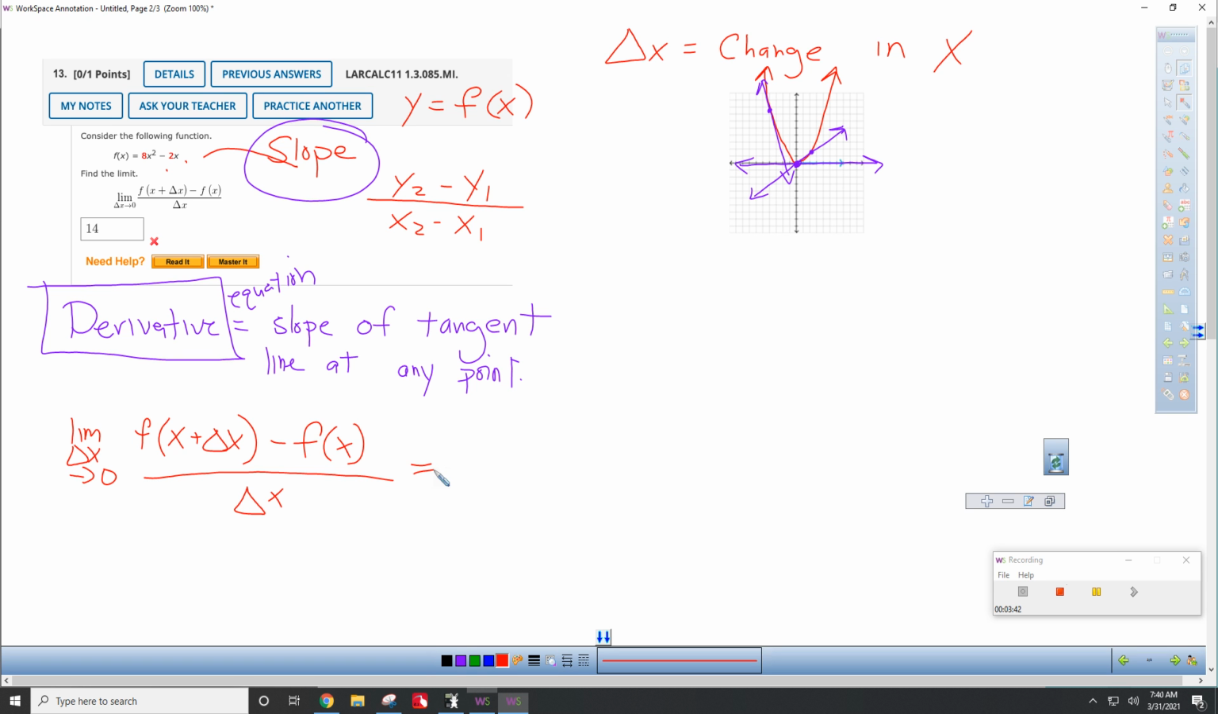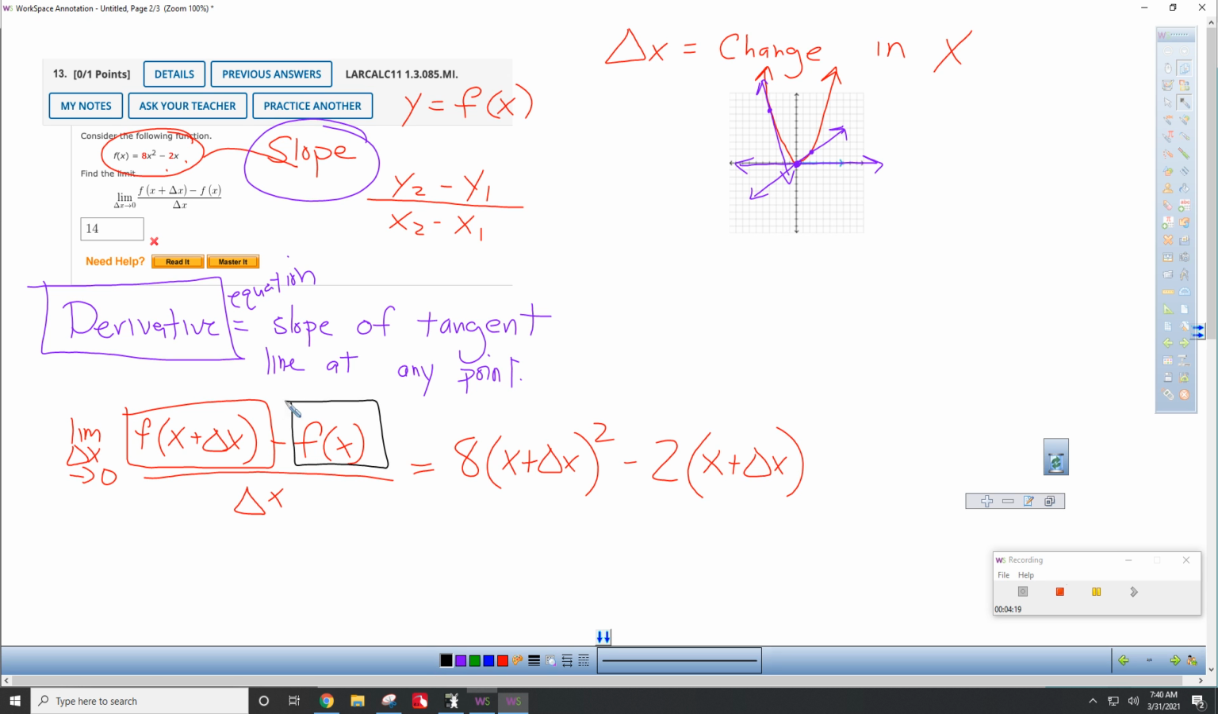So what does f of x plus delta x mean? It means go up to my function. Wherever there was an x, put in an x plus delta x. So 8 times, I'm going to take out my x and put in x plus delta x squared, minus 2 times, I'm going to take out my x and put in x plus delta x. Okay? So that's this. Then I'm going to subtract this. So minus, I'll put this in parentheses.